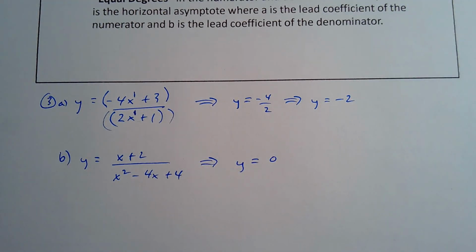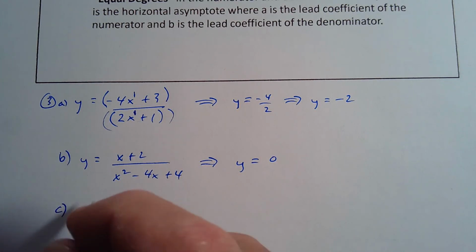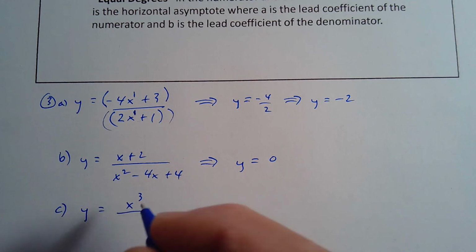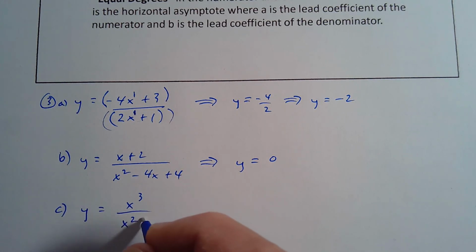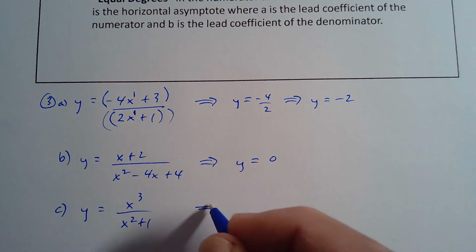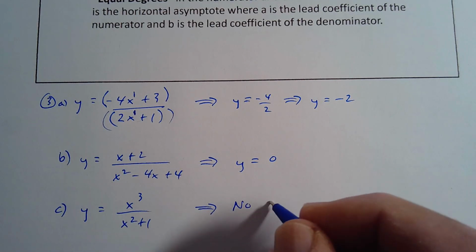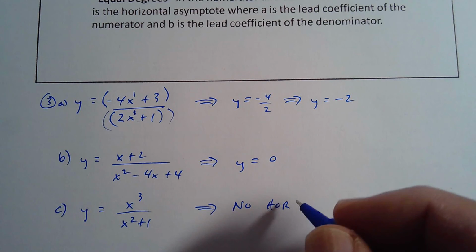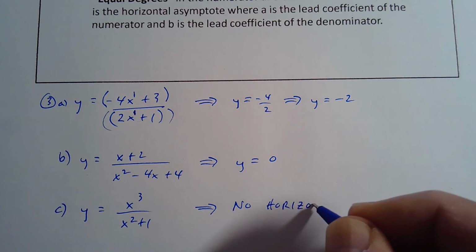For our horizontal asymptote. And then the third example, let's say I had an x cubed on top and an x squared plus 1 on the bottom, and that would be no horizontal asymptotes. It's top heavy. So top heavy, there aren't any horizontal asymptotes.